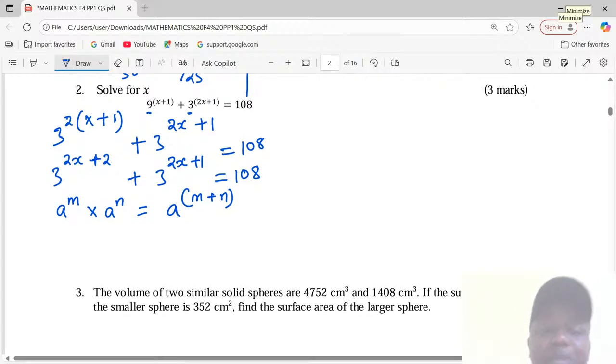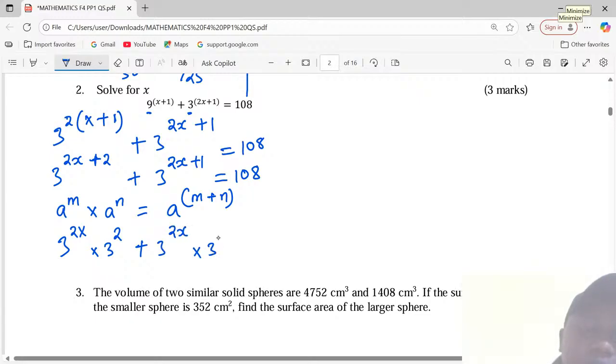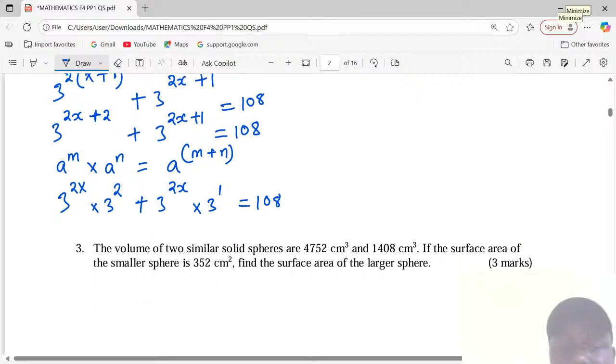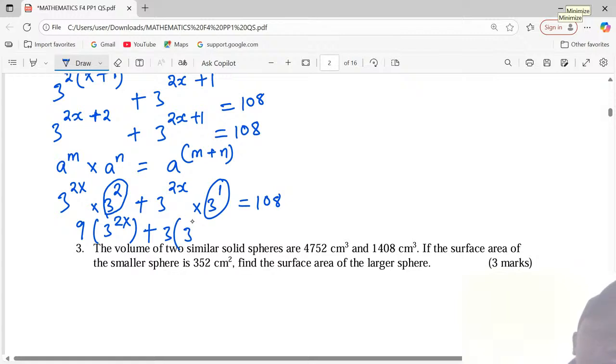So with this now, in the first term and the second term of this equation, we were having 3 power 2x multiplied by 3 power 2, that is why we are having 3 and the powers added, plus 3 power 2x multiplied by 3 power 1 equals 108. So this is 9, 3 power 2. This is 9 times 3 power 2x plus 3 power 1 is just 3. So 3 times 3 power 2x equals 108.